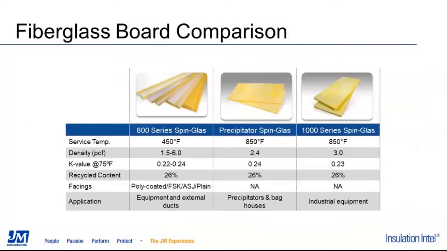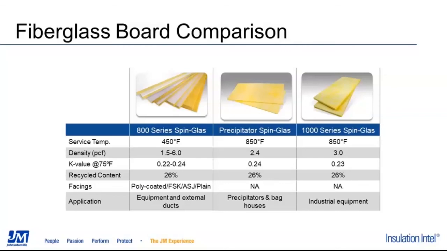Looking at the specifics of these three family products. So here we can see that looking at the service temperature, 800 series spin glass has the lower service temperature rating of maximum use temperature of 450 degrees Fahrenheit. And precipitator spin glass and 1000 series spin glass have 850 degrees Fahrenheit maximum use rating.